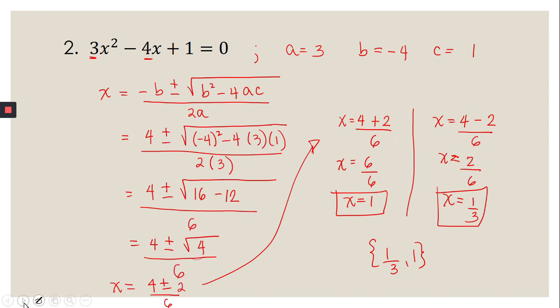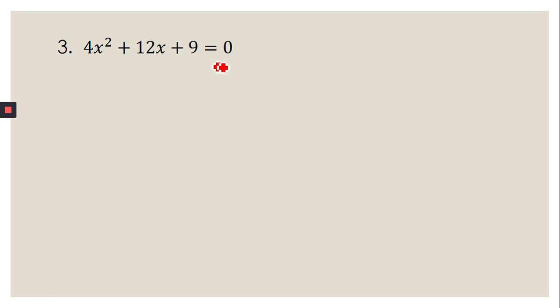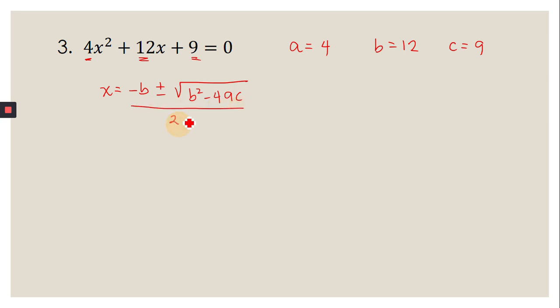Okay, let's have the last one. 4x squared plus 12x plus 9. So we are going to solve or find the value for A, B, and C. Your A is 4, your B is 12, and your C is 9. Right? And now the quadratic formula is x is equal to negative b plus minus the square root of b squared minus 4ac all over 2a.